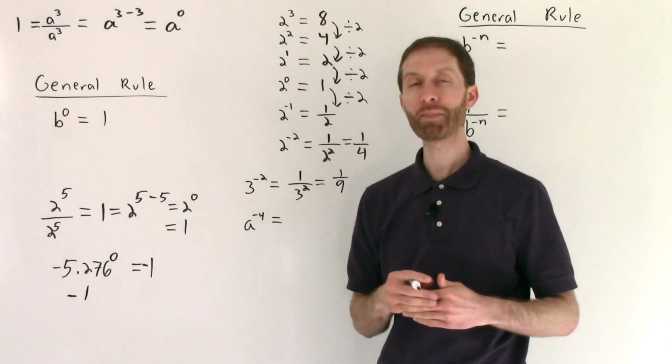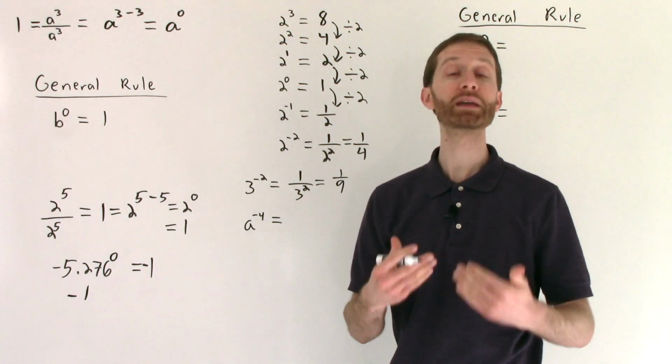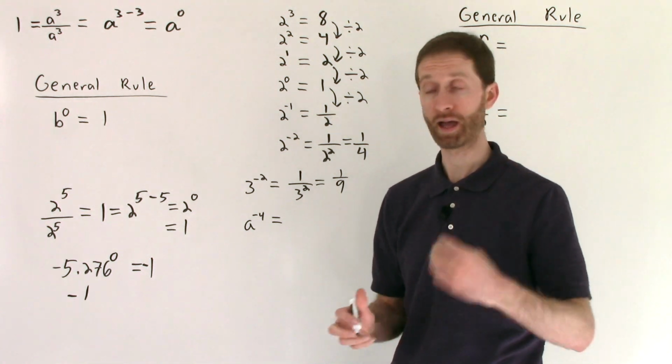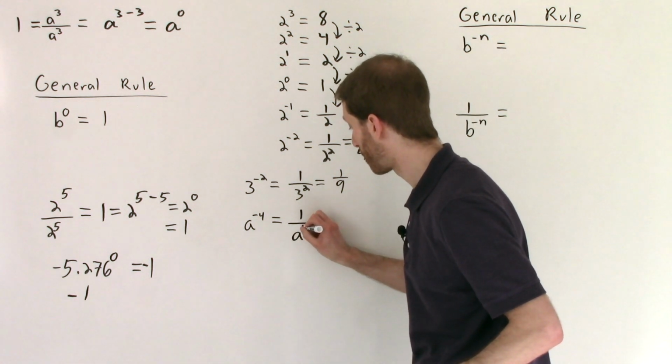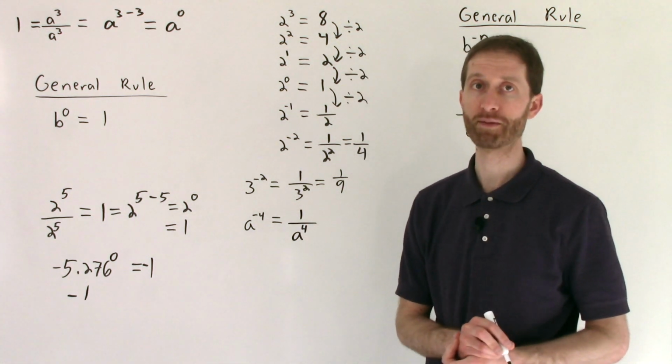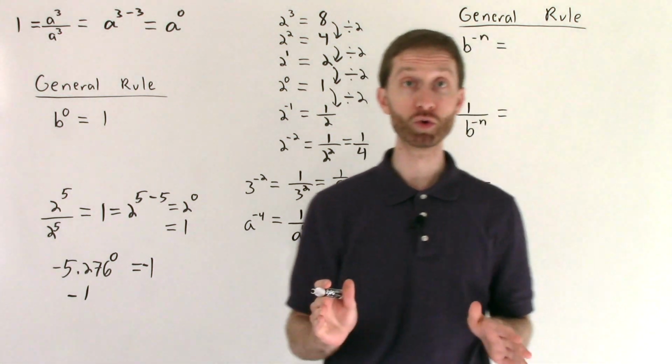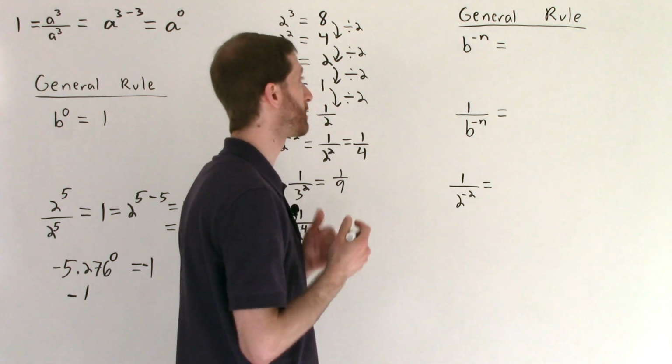Here, you're dividing by a to the 4th, or you're repeatedly dividing by a 4 times. So that would be the same as multiplying by 1 over a multiplied by itself 4 times. Now, there's a basic rule that goes with this, and it's not so bad. A lot of people teach it this way.